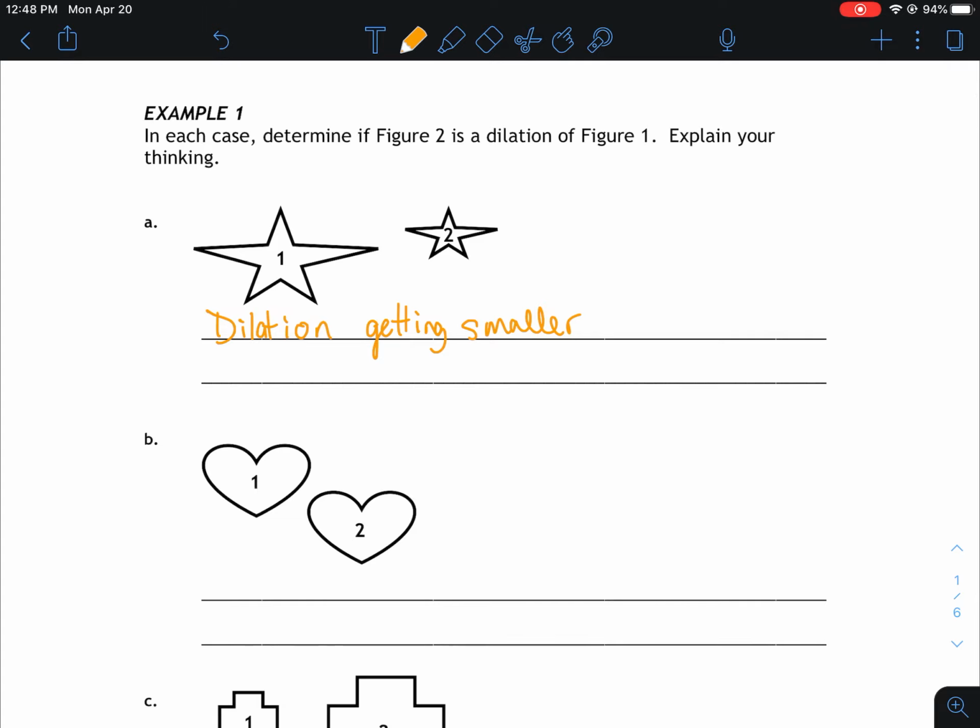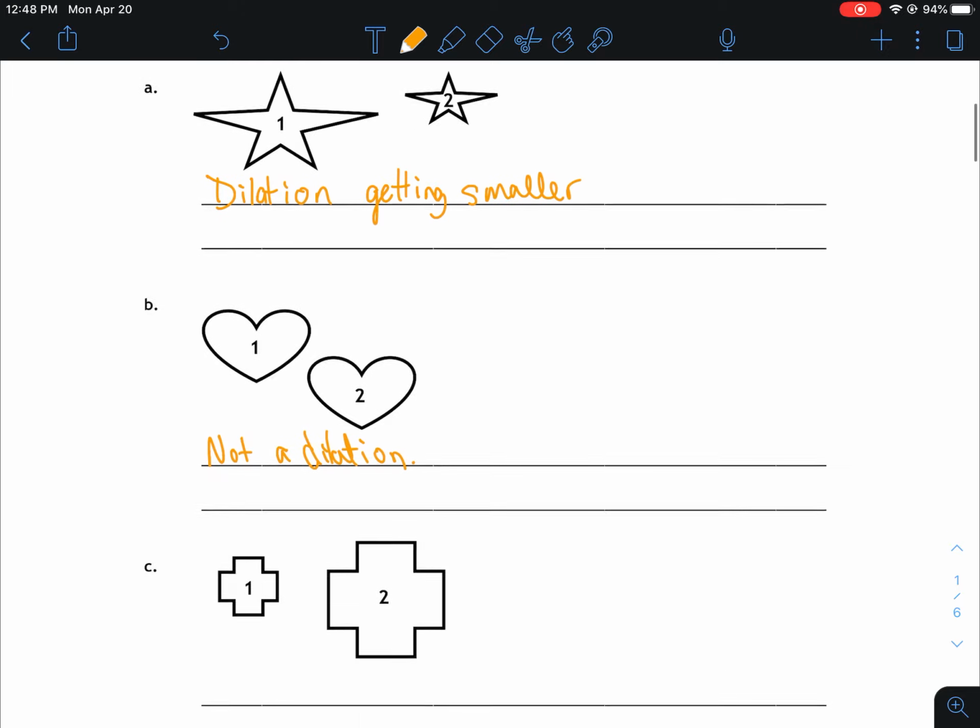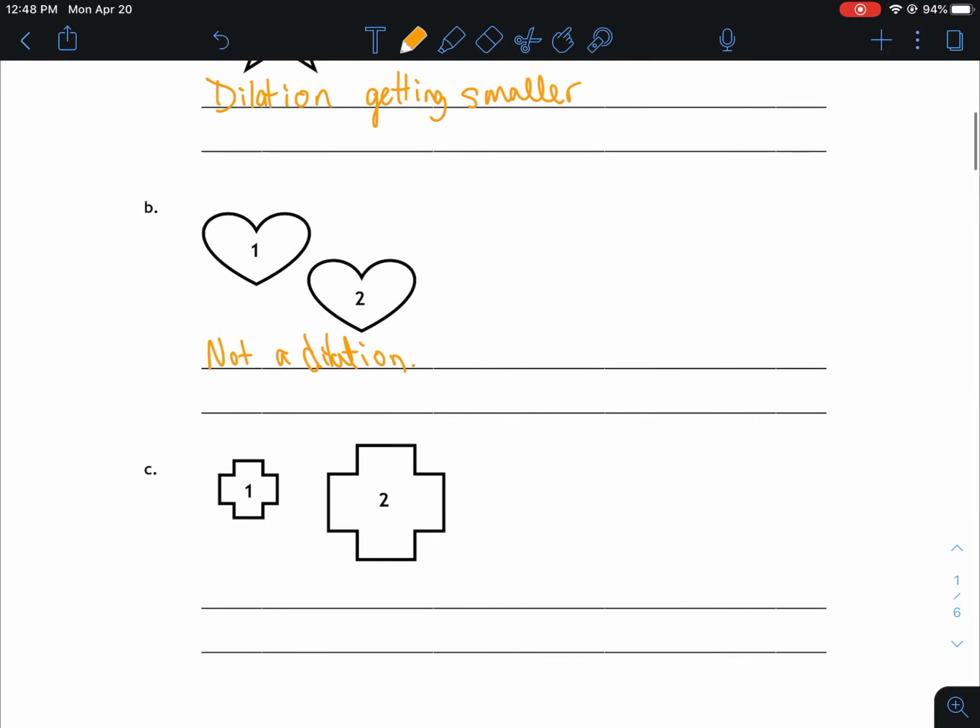When we look at letter B here, image 1 to image 2, it's the same shape, same size, the location is different. So this is not a dilation. And again, that is because it's the same shape and same size. Now, if we look at image 1, it's like the red cross symbol. From image 1 to image 2, we see that it is getting bigger. It's still the same shape, but a different size. So in this case, this would be a dilation.